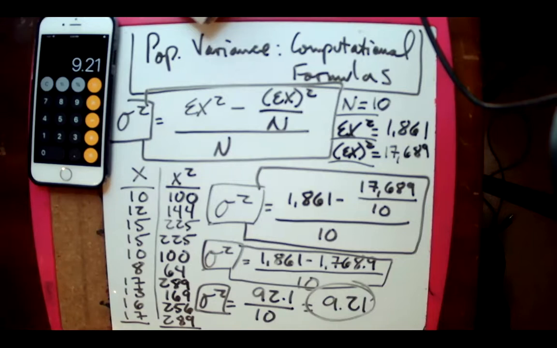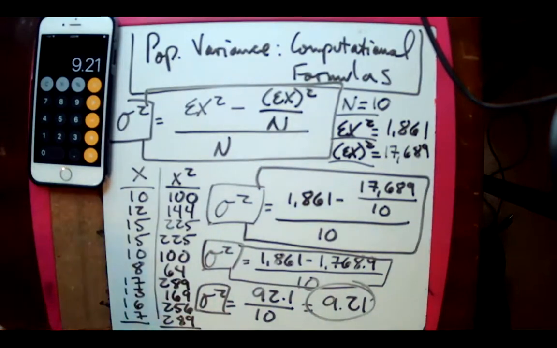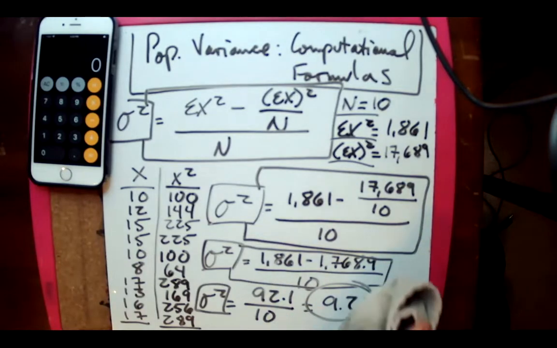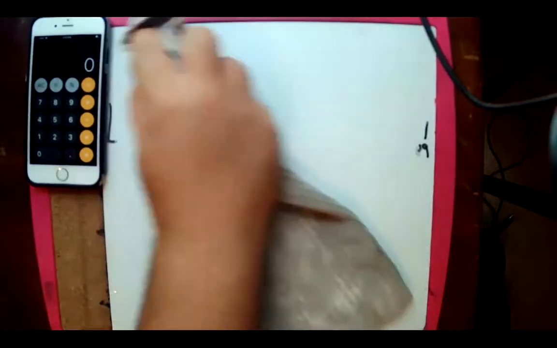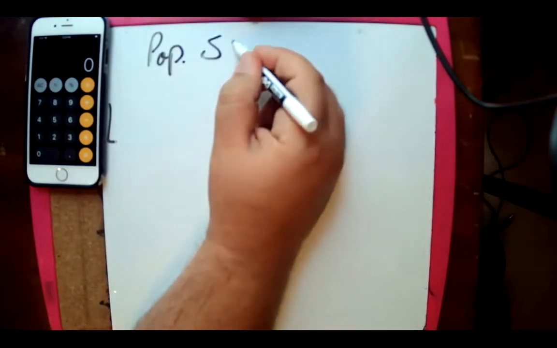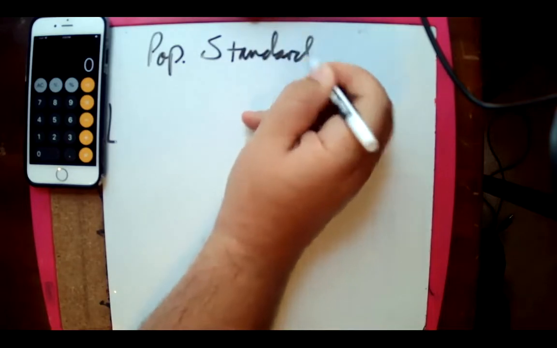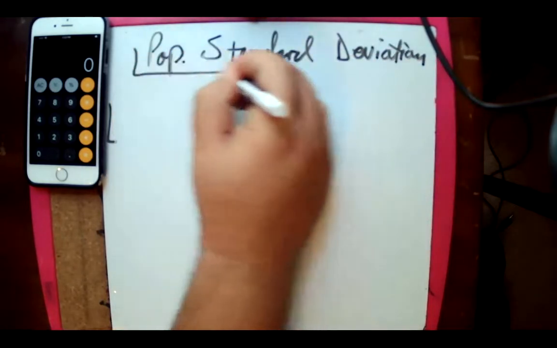Is that the same thing we got when we did it the long way by hand? I believe it is, right? So you can see you can do this either way. Now the last step, now that we've got the population variance using the computational formula, let's erase this, we'll get the standard deviation. So the population standard deviation, and this was the goal, right? We want to get the standard deviation all along because it gives us the average distance from the center.